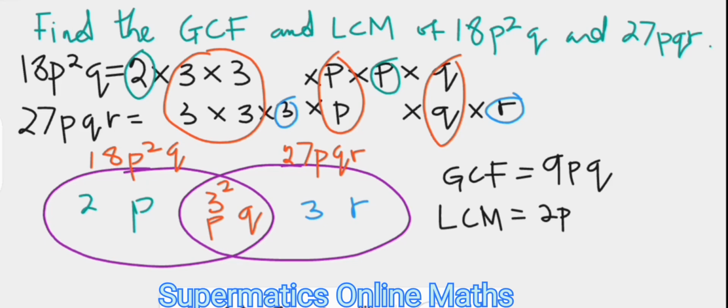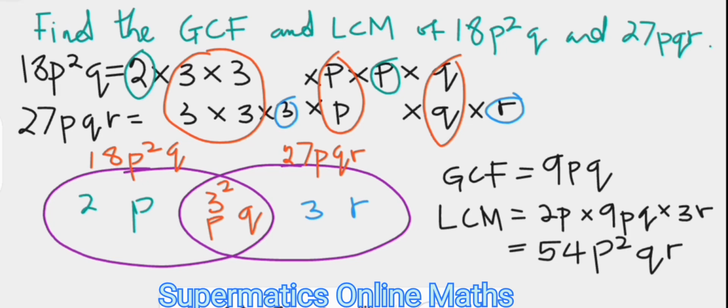we've got in the middle 9pq, also multiplying the third, which is 3r. And therefore, the LCM is going to be 2 times 9 times 3 for the numbers, that's 54. Then p times p is p squared, and qr, as the LCM.